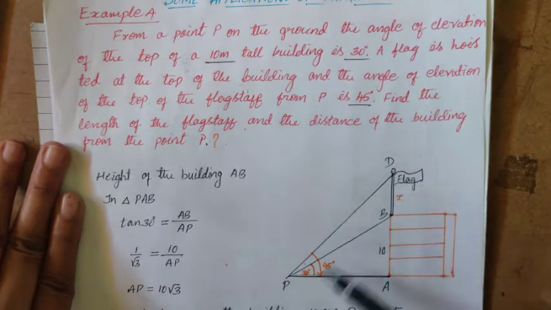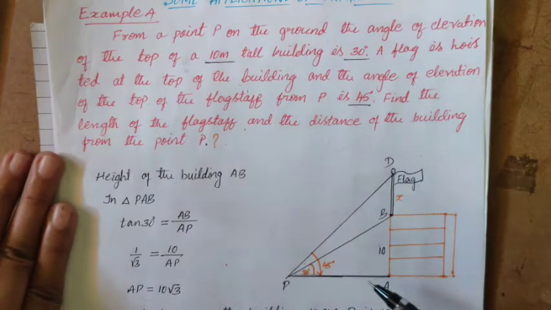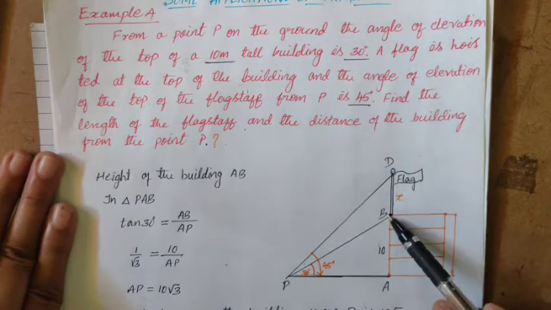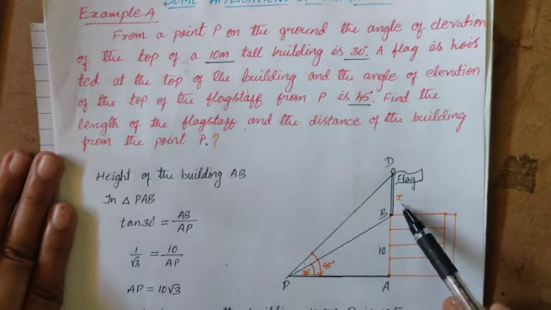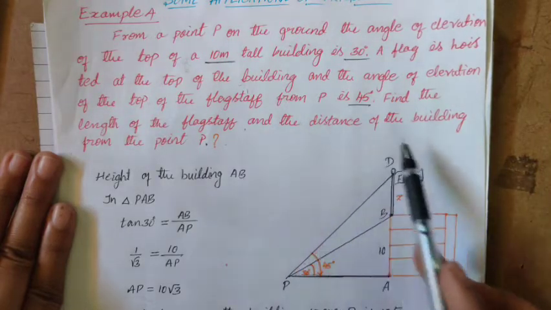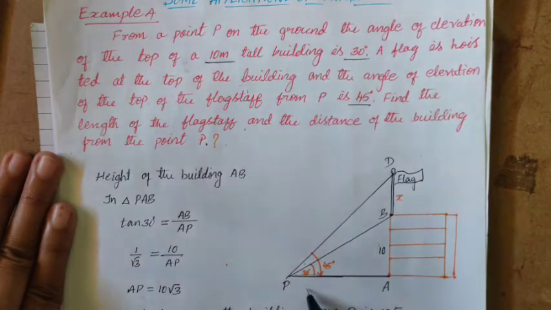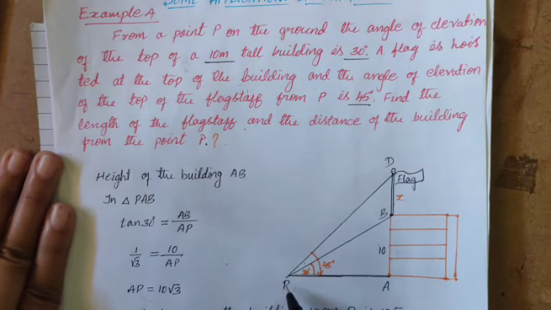So then what happened? The elevation occurred, that is 45 degrees. Find the length of the flagstaff. Now, I want to find this length of the flagstaff. I will consider the length of the flagstaff as X. And find the distance of the building from the point P. Again, we have to find the distance between the building and the point of the observer.